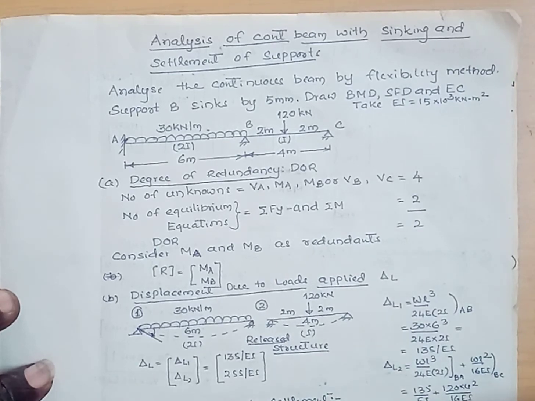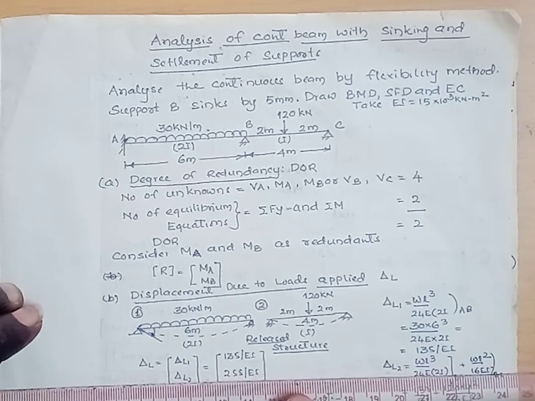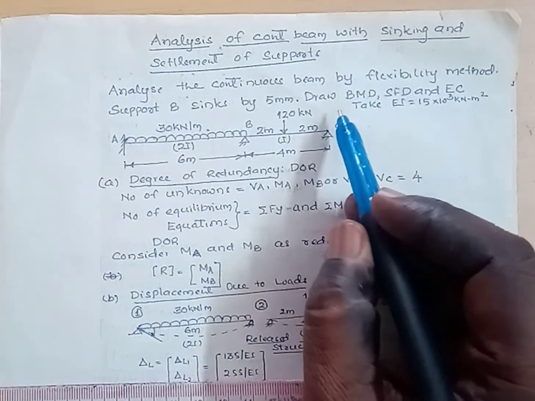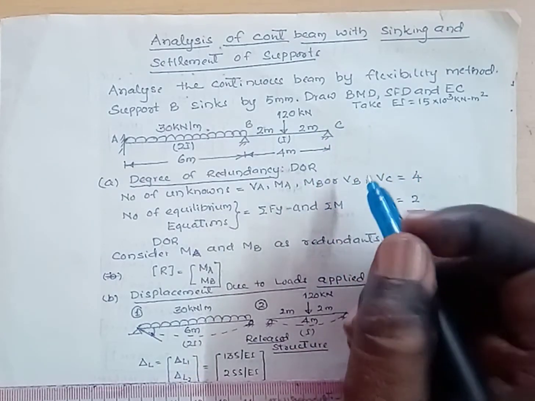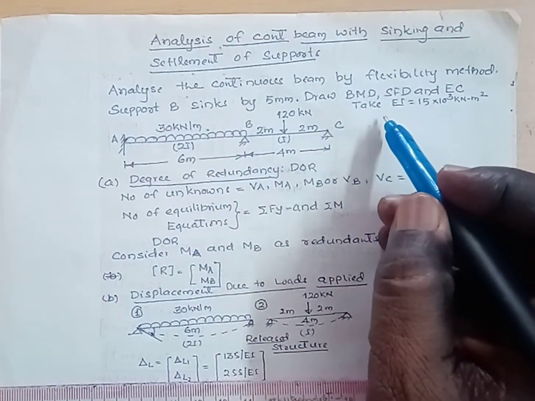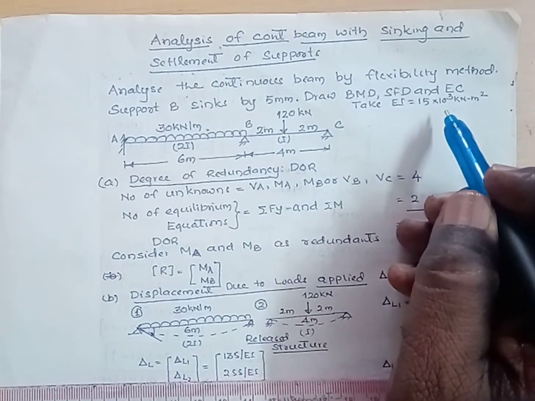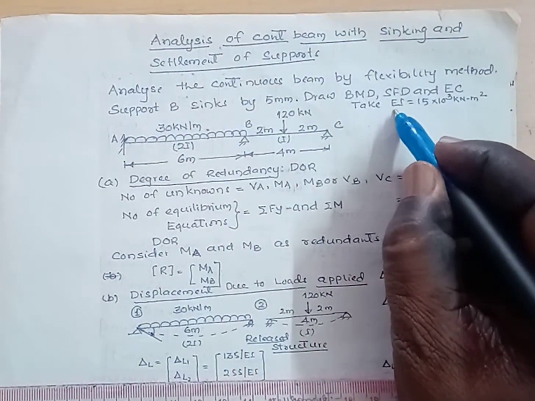Support B sinks by 5 millimeter. Also draw the bending moment diagram, shear force diagram and elastic curve. Take EI equals 15 into 10 to the power of 3 kilonewton meter square.